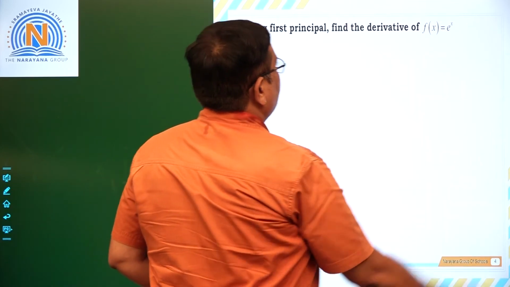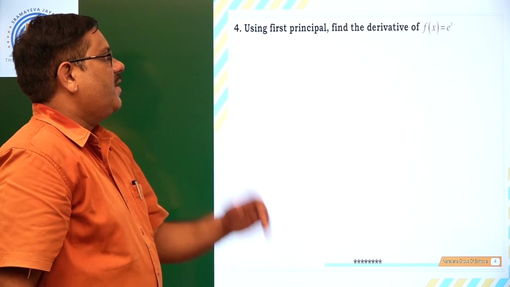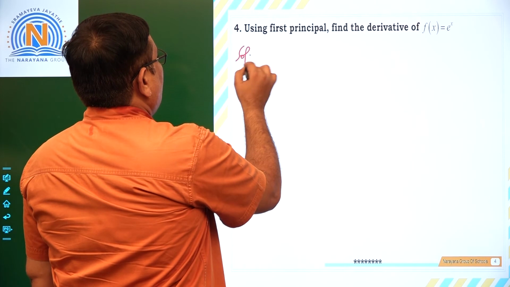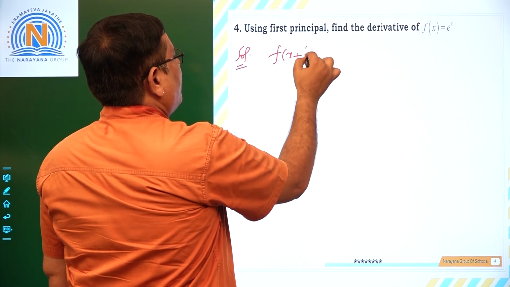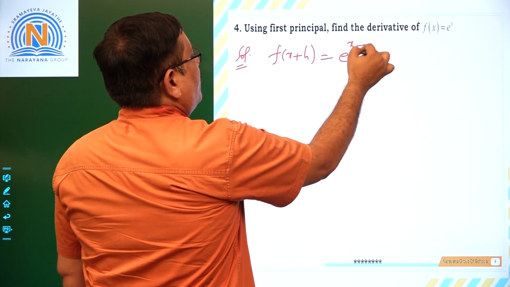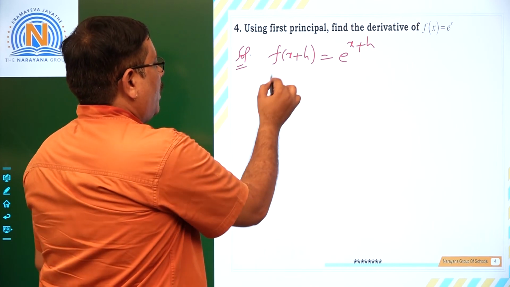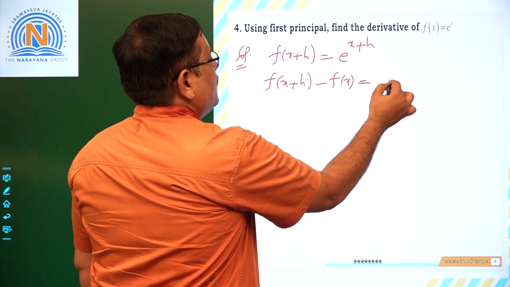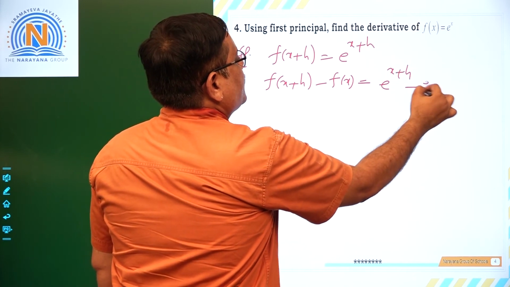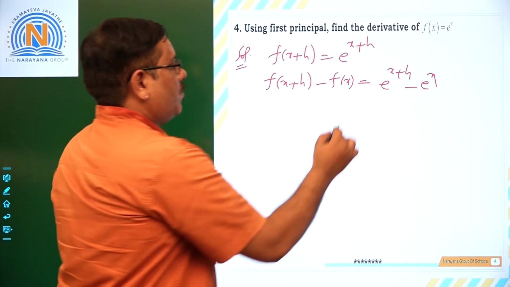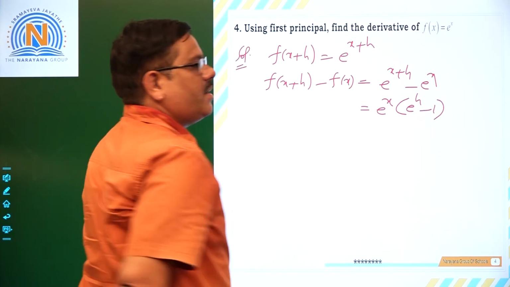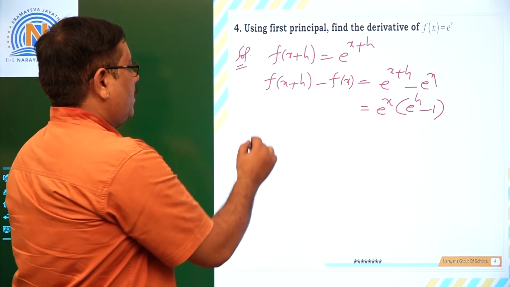Now let us see the last question. Using first principle, find the derivative of f(x) = e power x. First, as usual, let us find f(x+h), that is e power (x+h). Now we want f(x+h) minus f(x), that is e power (x+h) minus e power x, right? So both of them have e power x common, so we can write it as e power x times (e power h minus 1).